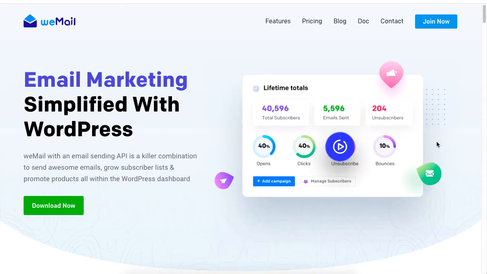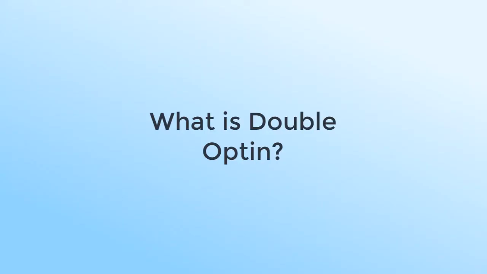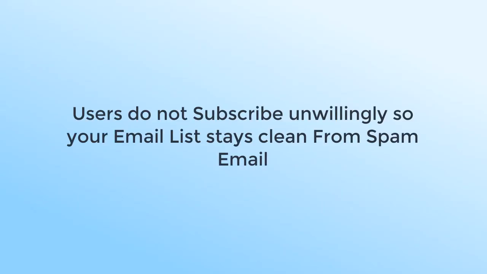Hi there! This tutorial will show you how to use Double-Optin on your WordPress site for your email list. But what is Double-Optin? Double-Optin ensures that people don't subscribe to your list unwillingly. This helps to keep your subscriber list clean, free from spam emails.